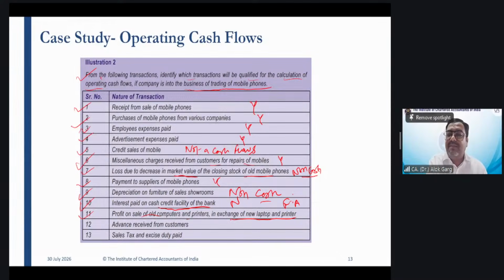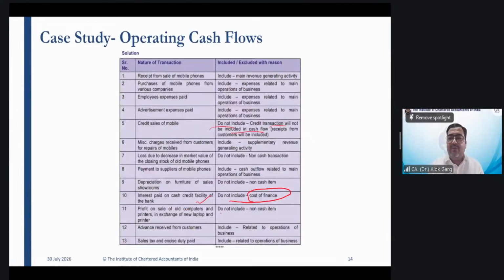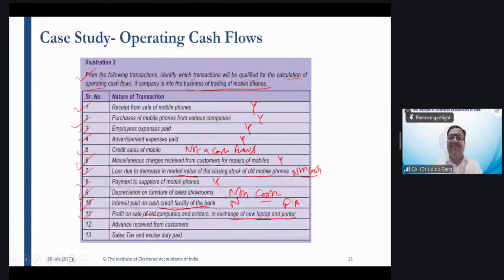Right. So is it an operating cash flow, investing cash flow or financing cash flow? It's a non-cash item. Yes, it's a barter, it's an exchange. Item 11: it's a barter, it's an exchange. Do not include, it's a non-cash item, right?